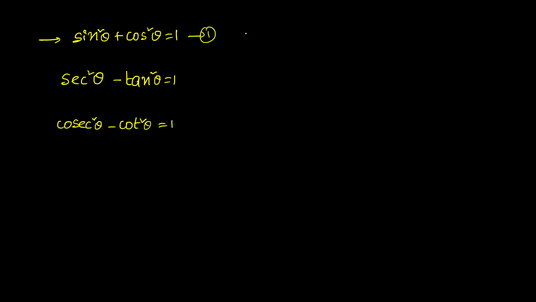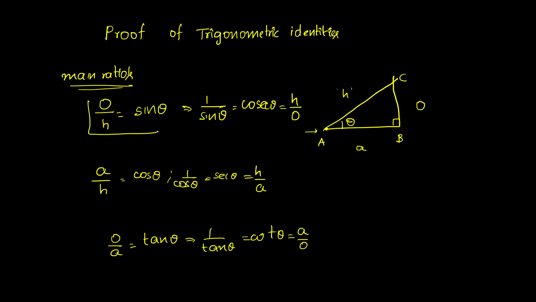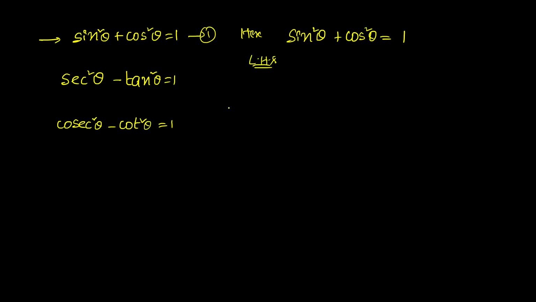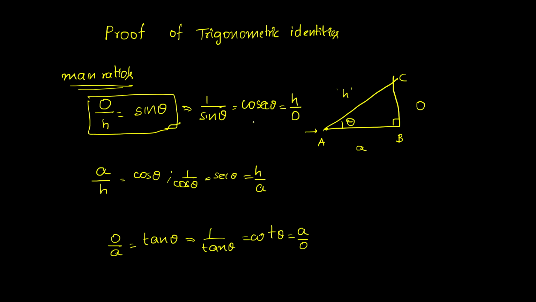See here, sin square theta plus cos square theta is equal to 1. Let us consider the left hand side, LHS. Now we have sin theta as opposite by hypotenuse, so we can write sin theta as O by H whole square, and cos theta as A by H.